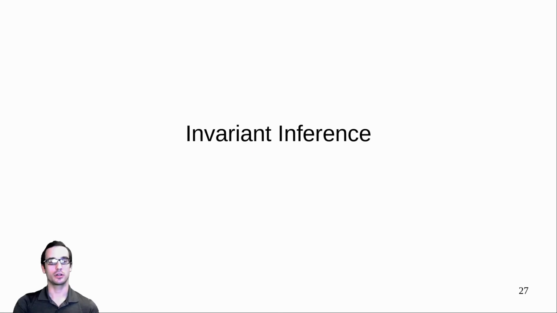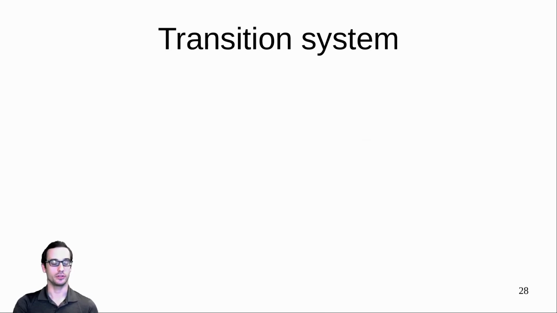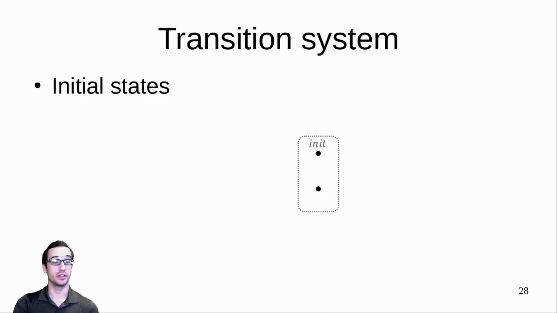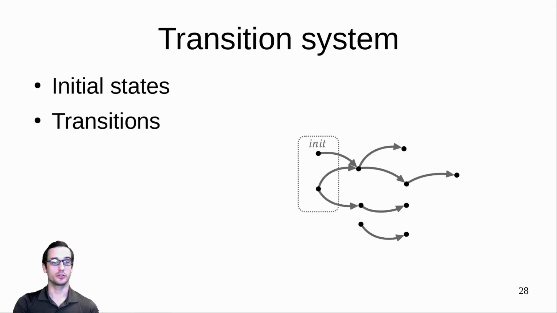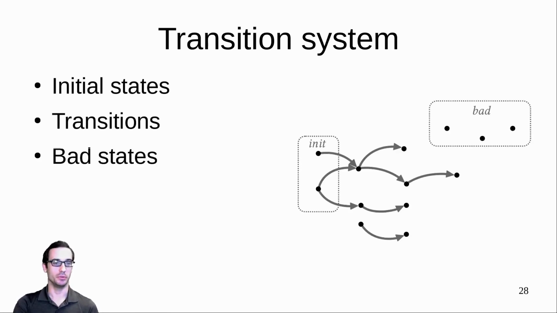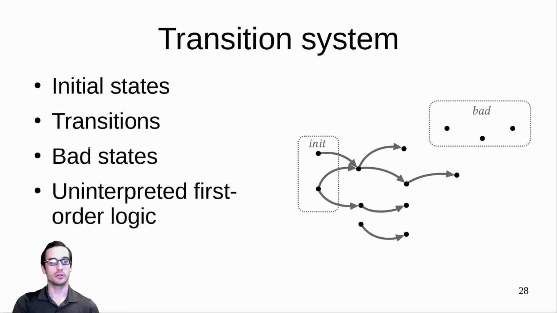I'd now like to talk about invariant inference using separation. We're going to be inferring the invariants for transition systems, which consist of a set of initial states, a set of transitions between states, and a set of bad states that we want to eliminate. And all of these are going to be specified as formulas in uninterpreted first-order logic.